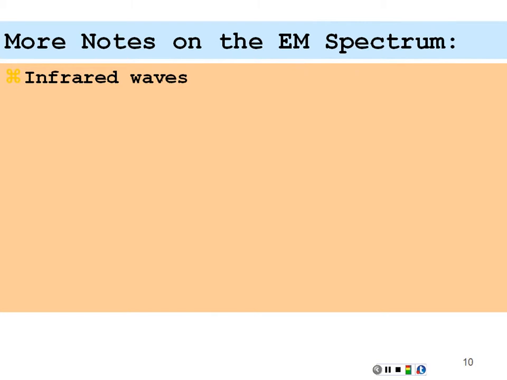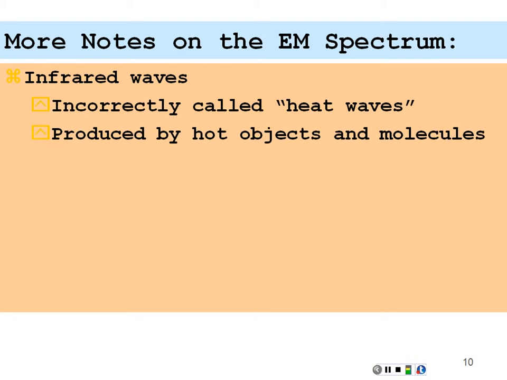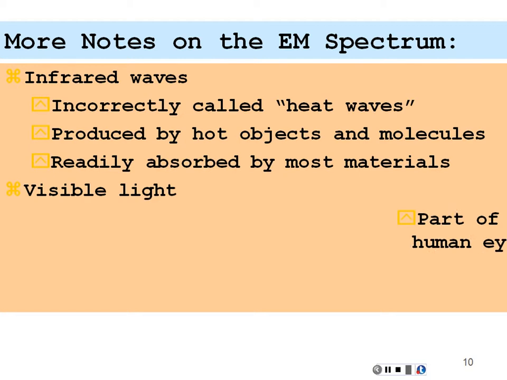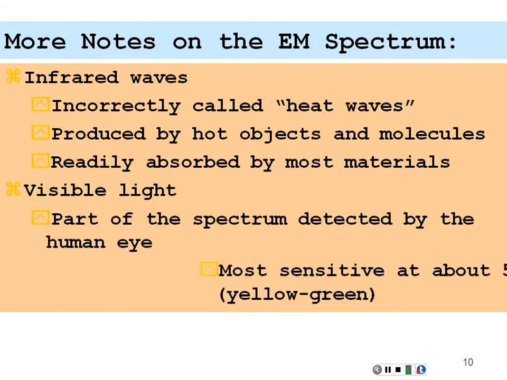More notes on the electromagnetic spectrum. Infrared waves, sometimes incorrectly called heat waves, are produced by hot objects and molecules and readily absorbed by most materials. Visible light is the part of the spectrum detected by the human eye, but just that thin part of the electromagnetic spectrum.